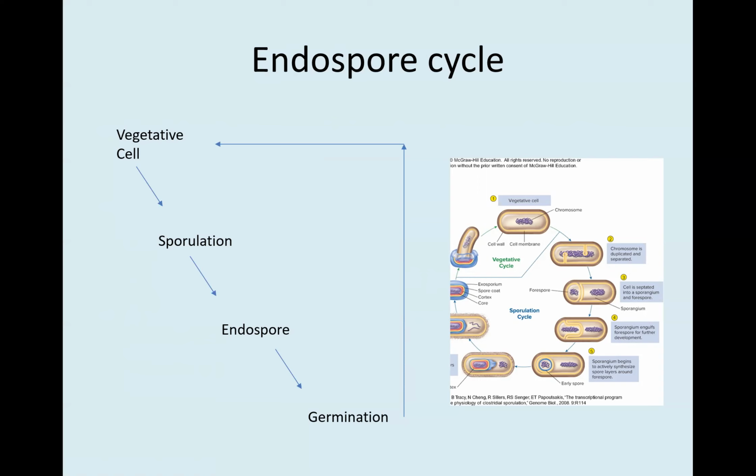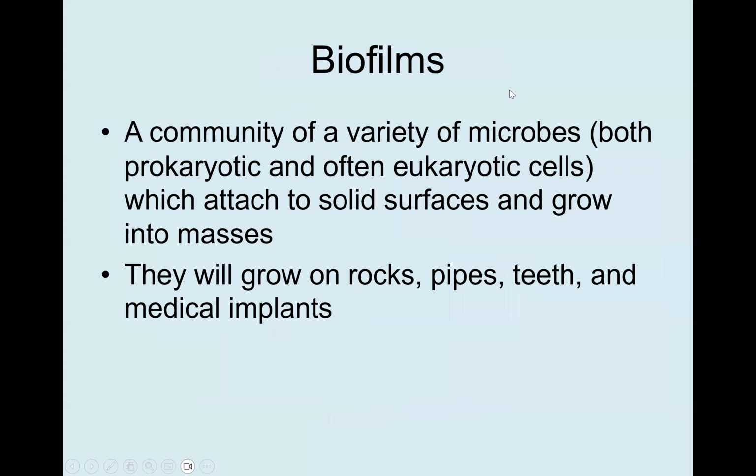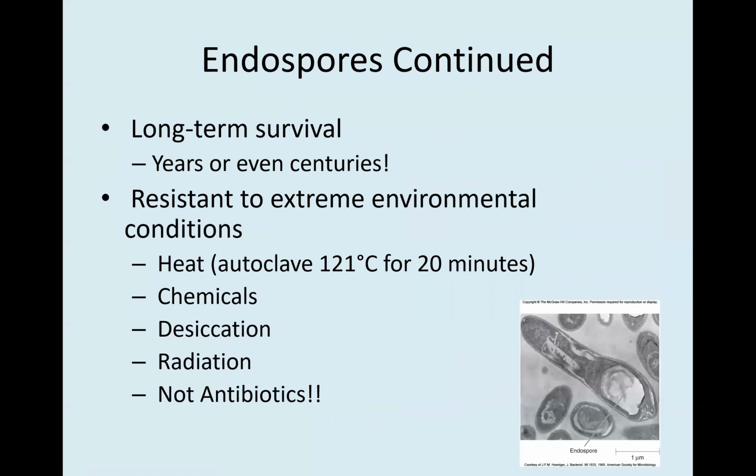You won't be asked to know every detail of this endospore cycle, but you have to know that it can be a vegetative cell, undergo sporulation, and then become an endospore. And like I said, endospores can live for a very long time. They can be in this dormant stage for years and even centuries.